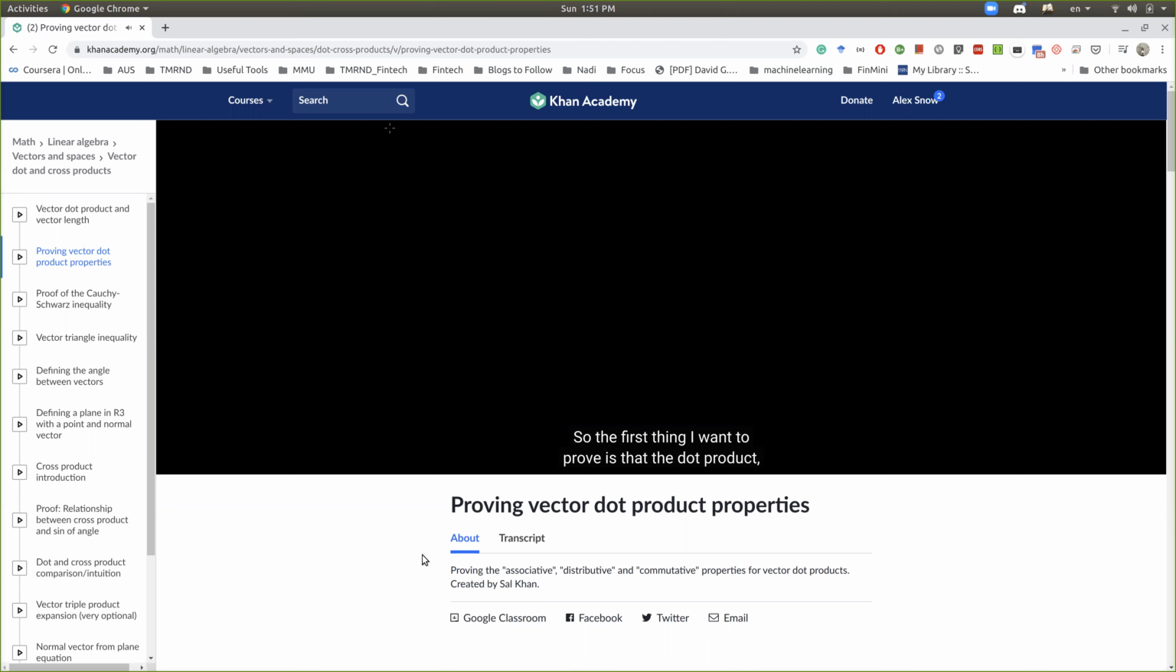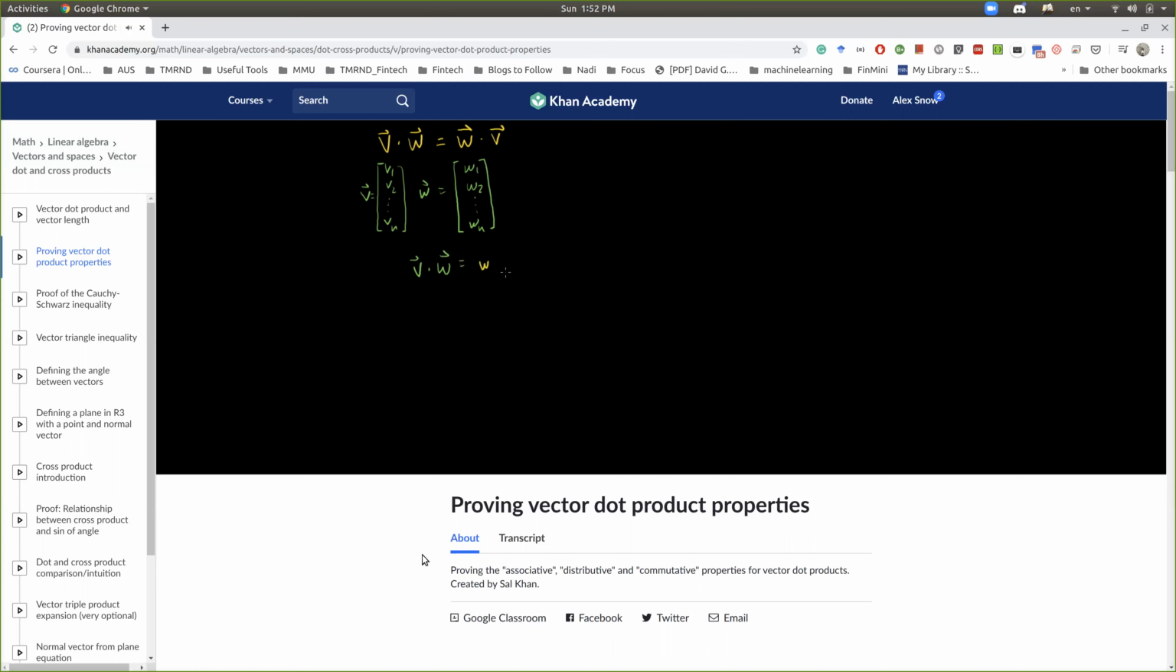So the first thing I want to prove is that the dot product is commutative: if I take v dot w, the order doesn't matter. I want to prove to myself that it is equal to w dot v. How do we do that? This is the general pattern for a lot of these vector proofs: let's just write out the vectors. So v is v1, v2, all the way down to vn, and w is w1, w2, all the way down to wn. What does v dot w equal? v dot w is equal to v1 w1 plus v2 w2, all the way to vn wn.